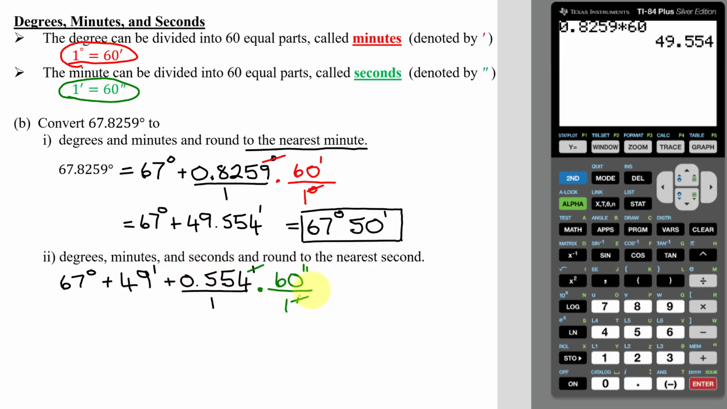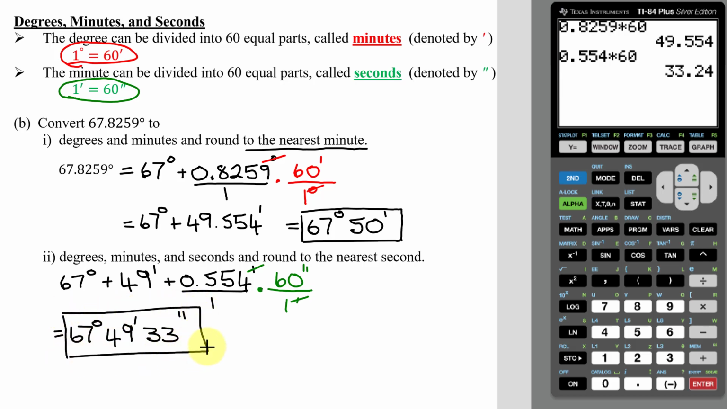So let's work this part out on the calculator. I have 0.554 times 60, and that equals 33.24. And we need to round to the nearest second, so that's this position. The 2 is not going to round the 3 up. So I am going to get 67 degrees, 49 minutes, and 33 seconds. So that is converting into degrees, minutes, and seconds.